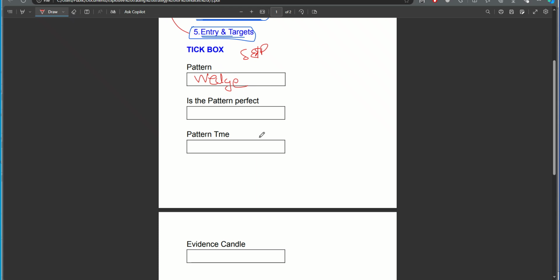It was a wedge. Was it perfect? Did it have three touches? Yes, we counted them. Three touches up. Yes, this is about three touches. Now, how long did it take for the pattern to build?